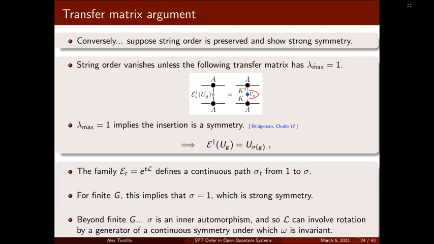So there's this continuous path from the trivial channel, where clearly E dagger maps the symmetry generator to itself, and this channel at finite time. This implies that this sigma, which permutes the symmetries, has to be 1. So we get that E dagger on the symmetry generator is just E dagger. We get that we must have had strong symmetry if all of the string order parameters were preserved.